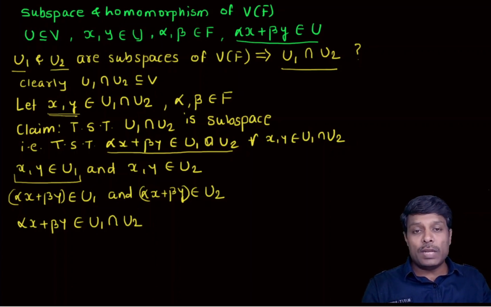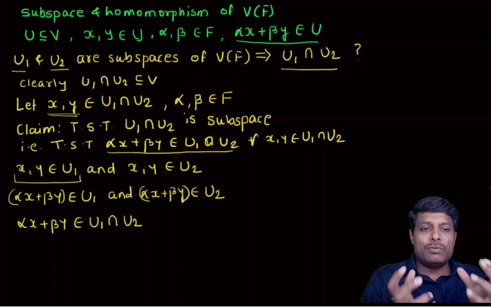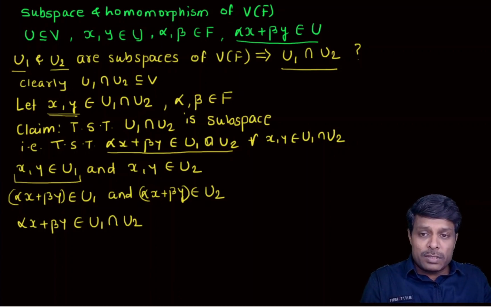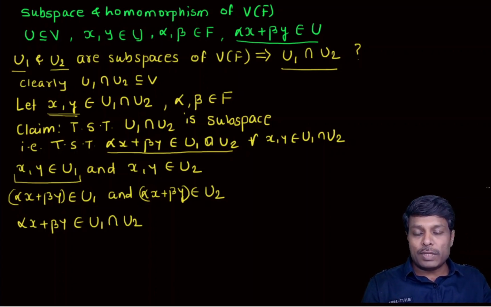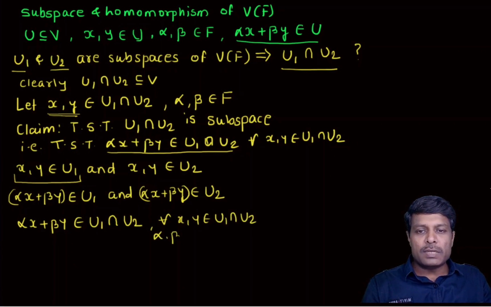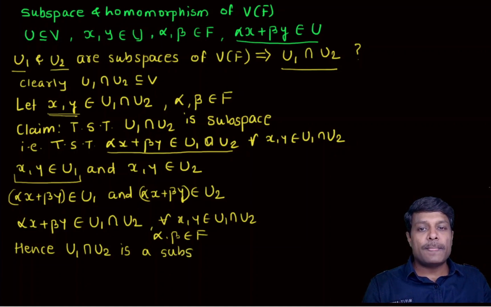And we have taken any two elements from the U1 intersection U2 whose names are x and y. x and y are just notations. The important meaning is you have to take any two elements, and if this is true for any two elements, then we can say that this is a subspace. Therefore we can write this is true for all x, y belongs to U1 intersection U2, and any alpha, beta belongs to F. And hence we can say that U1 intersection U2 is a subspace of V. So nicely we have proved this result.